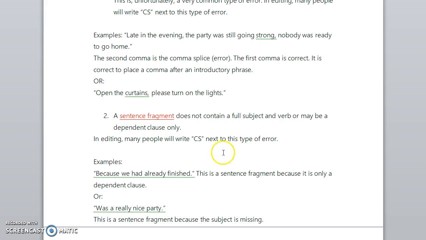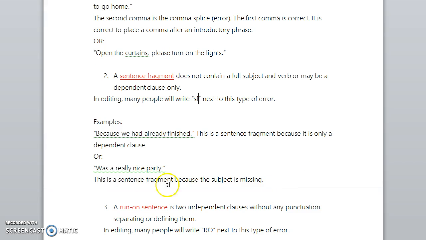In editing, many people will write SF next to this type of error. For example, because we had already finished, period. This is a sentence fragment because it is only a dependent clause.